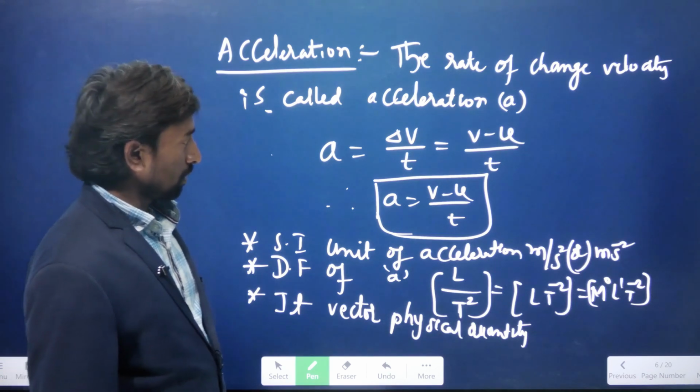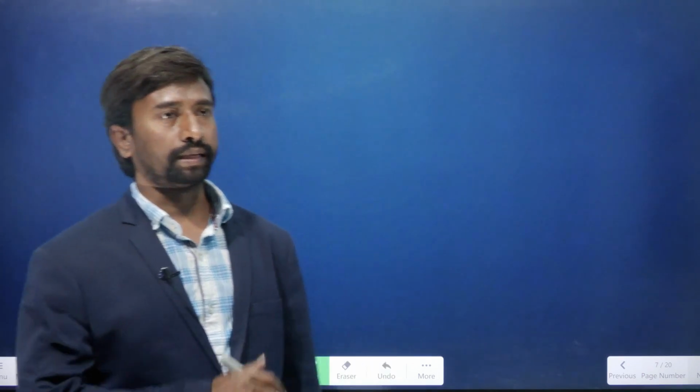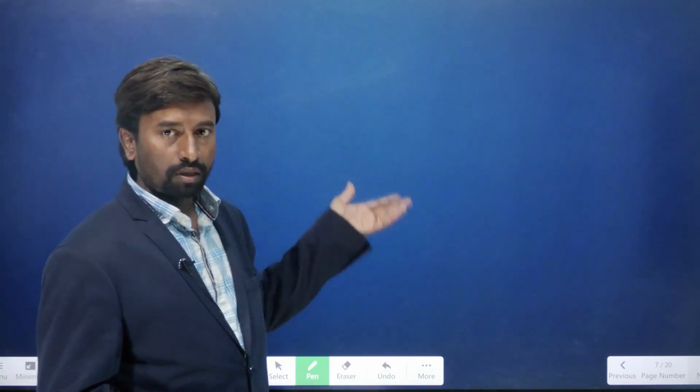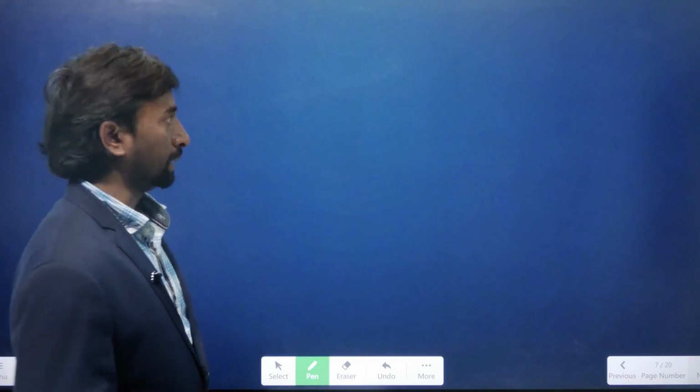Then now we are going to see, we have studied speed and velocity. There are different types of speed and different types of velocities. So now we'll see the types of acceleration also. In acceleration also there are types of accelerations, we are going to see them. Now first one we'll see the types of speeds.